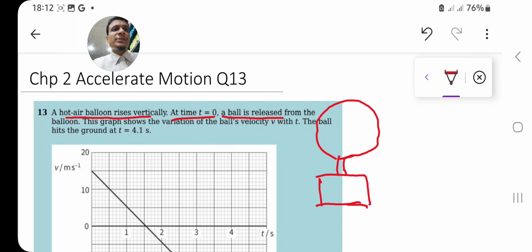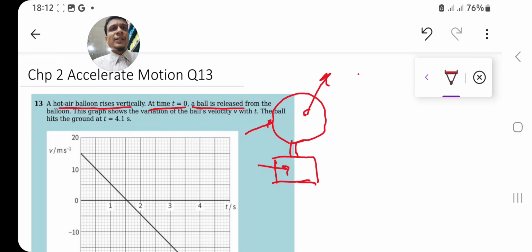Just imagine that it is a hot air balloon, where the people sit, and in this balloon a small ball is released into the air. Here you know the projectile motion: this ball will rise up, and after it reaches the maximum height, it will go down.